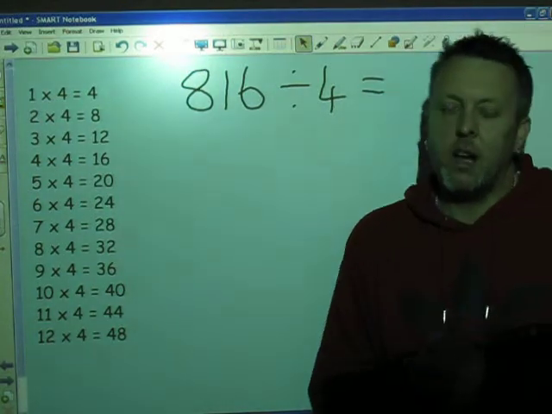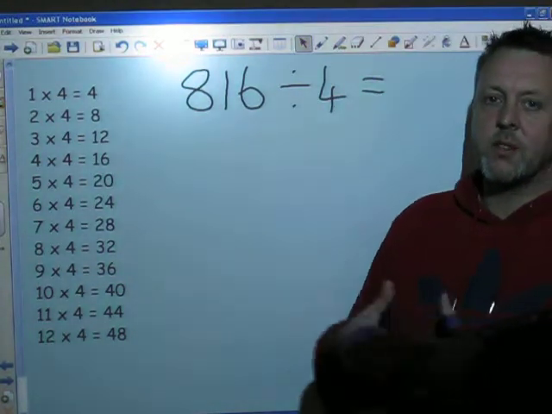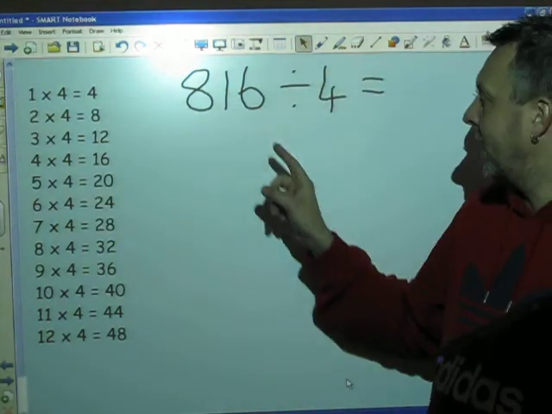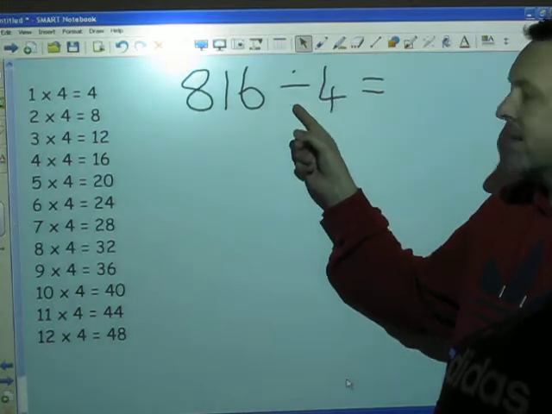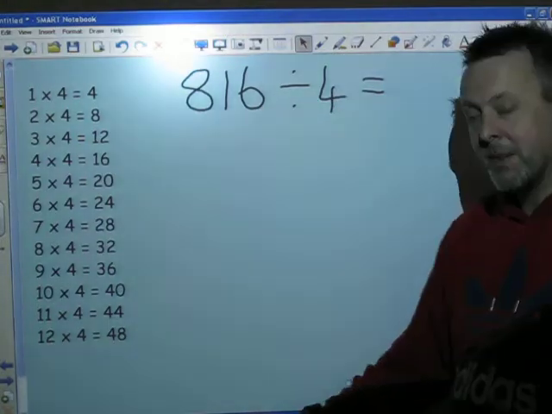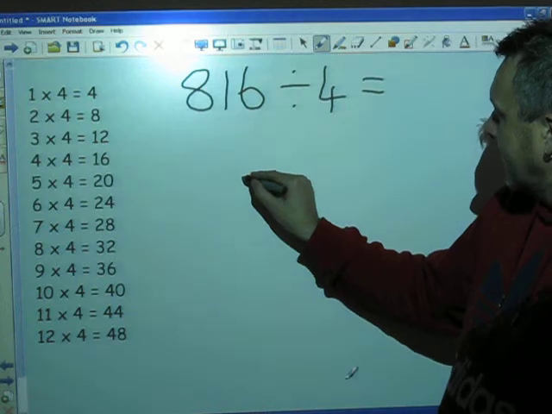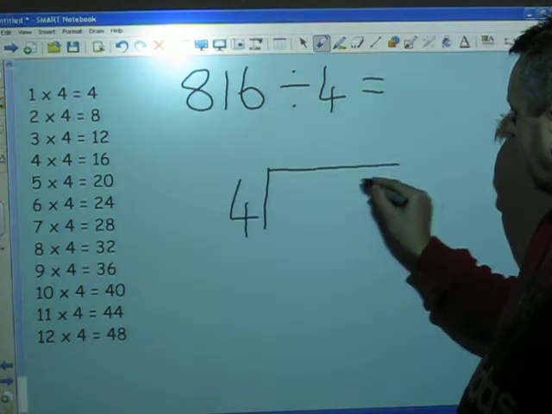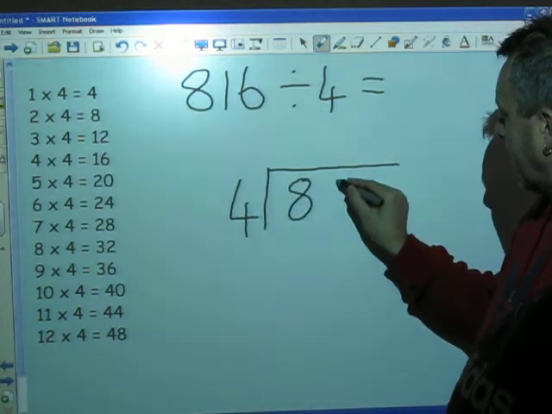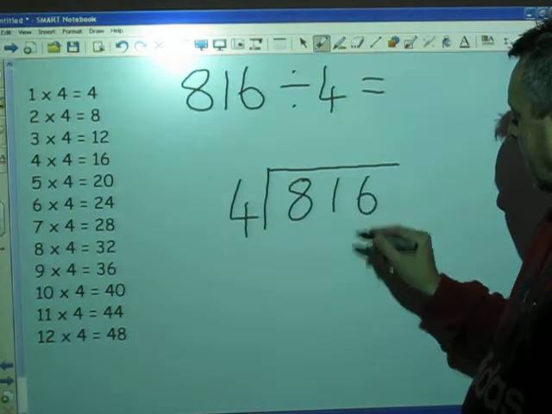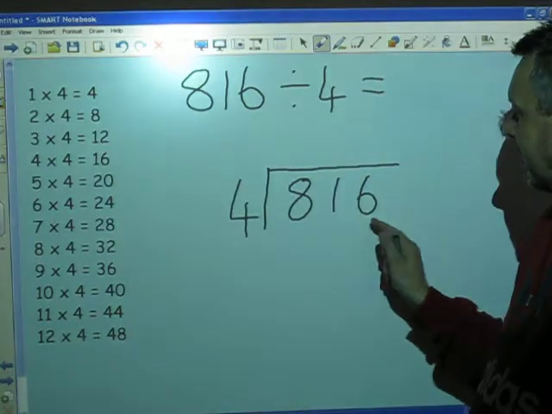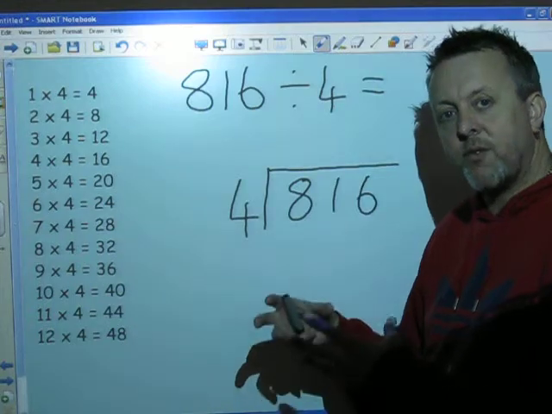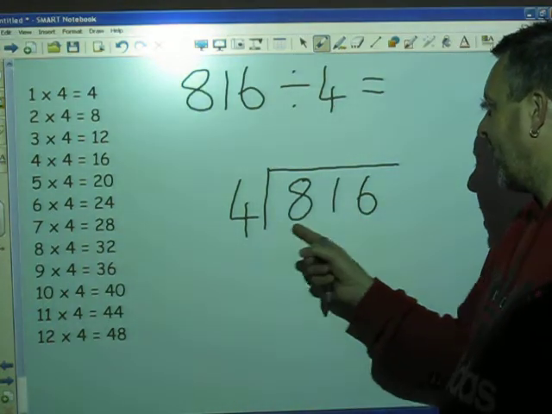Okay, division. I'm going to show you two examples of the goes into method. The first calculation we have up here is 816 divided by 4. I'm going to set this out as follows. So now I've got 816 divided by 4. What we're asking is how many times will 4 go into 816?